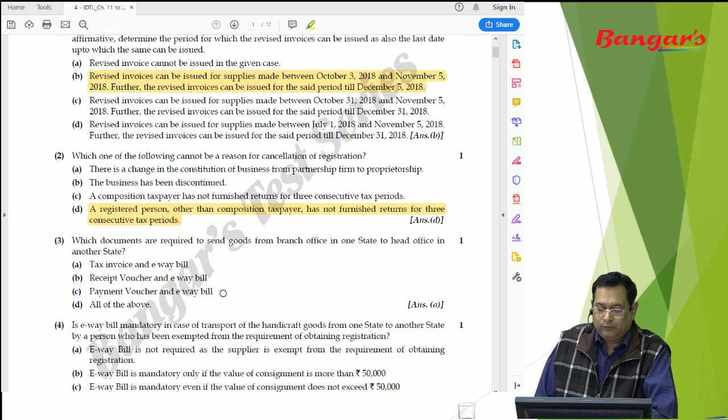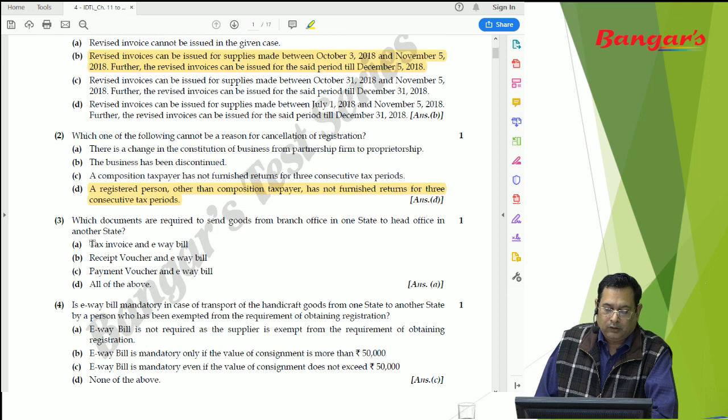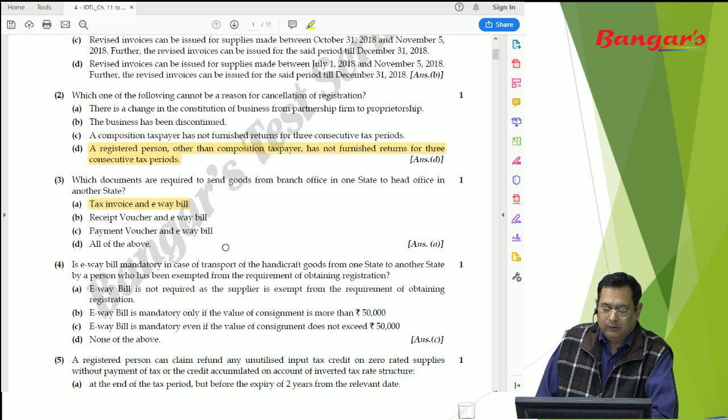Then what are the documents which are required to send goods from branch office in one state to head office in another state? So it is our own establishment but a distinct person. So there will be a requirement for issuing what? A tax invoice as well as an e-way bill.